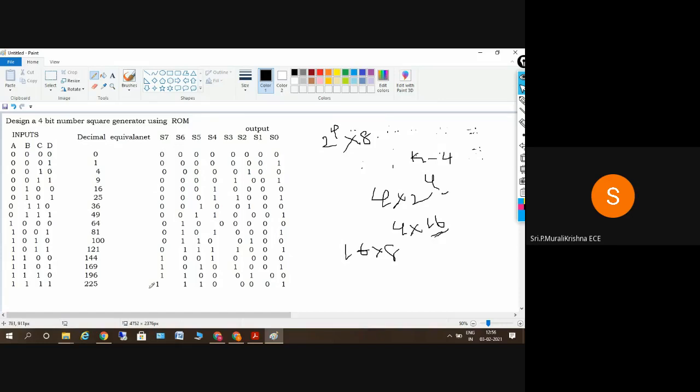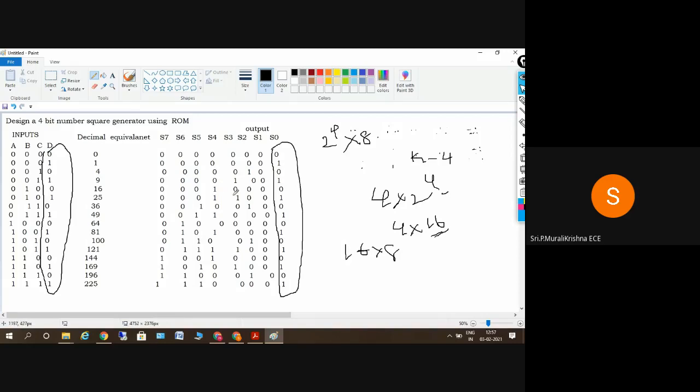So check this one. We don't have any zeros here. We have ones here, here also we have ones, and in this one also we have ones. But here, S1, we have all zeros. Clear? Yes, sir. And check S0 here. The value of S0 is equal to D. So these are the two conclusions from the truth table.